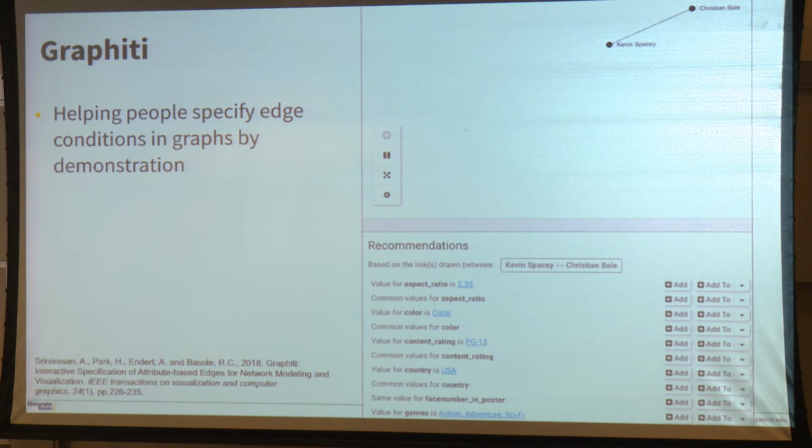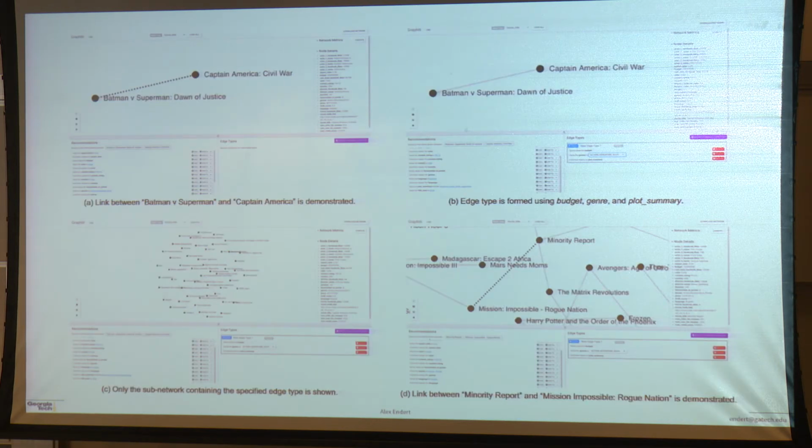So instead of having them go through and do SQL, please define your edge criteria, we just let them draw edges between nodes, actors, movies, and so on, have the system solve for what are meaningful edge criteria, and then amplify that on the rest of the graph. So you can connect any two nodes, and from that you can build up a graph that models the kind of connection you're looking for. Again, we're flipping around the way that we do that, as opposed to control panels, SQL queries, and so on.